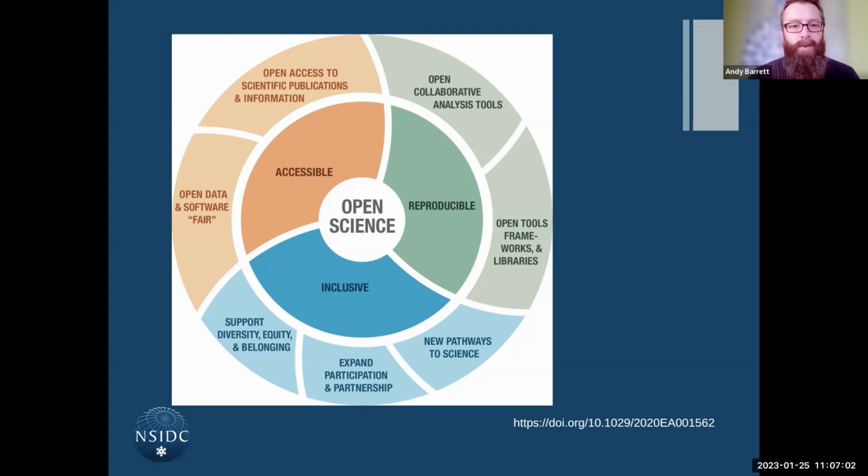And then inclusivity. We want to support diversity, equity, and belonging in science. We want to bring people who are from underrepresented groups into science and expand participation and partnerships. And we need to provide new pathways to science. There's no reason that a citizen scientist can't engage in the scientific process with us. And the diversity of views and ways of knowing improves how we do science and makes science more creative and addresses society's problems in more concrete ways. At least that's the hope, that's the aspiration.